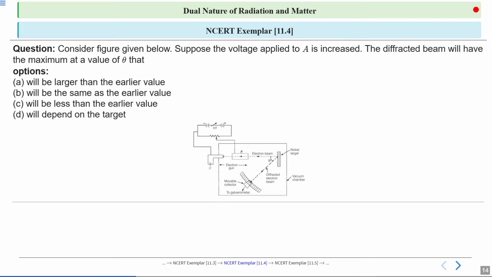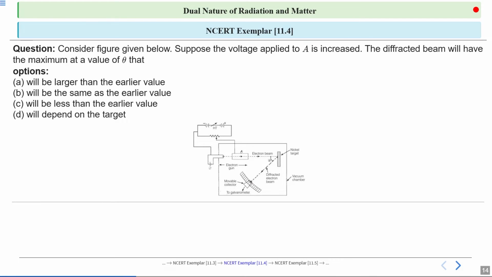The diffracted beam, you can see in the diagram, will have the maximum at a value of theta. The options given are: larger than the earlier value, the same as the earlier value, less than the earlier value, or will depend on the target. Okay, we have increased the voltage applied to A. So what is the maximum value of theta?